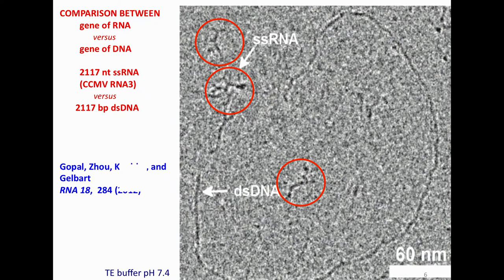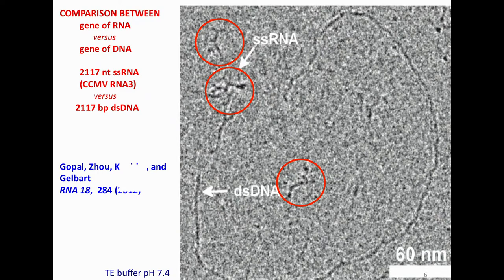To make the RNA molecules that we package, we make them by in vitro transcription from the cDNA. And so when we want to work with the viral RNA molecule of CCMV that's a little over 2,000 nucleotides long, we transcribe it from a piece of DNA that length. And so conveniently, you can ask, how differently do these two molecules look? They have exactly the same genetic information, but one is in DNA form.